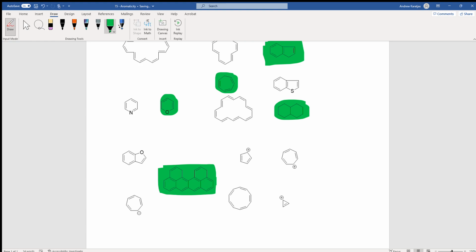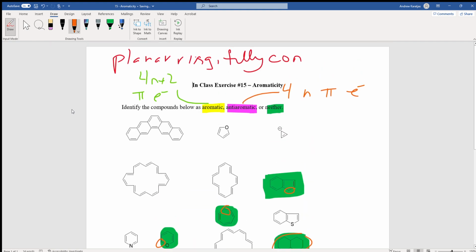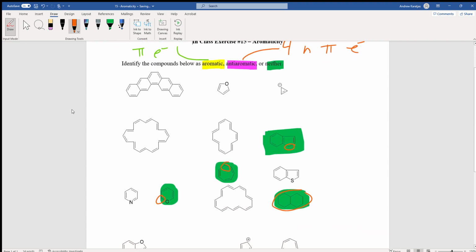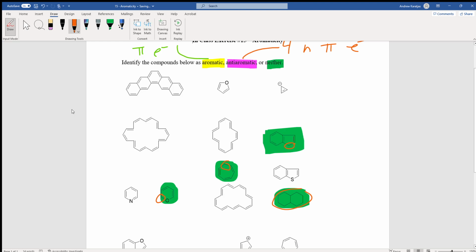So if you notice, each one of those compounds that I've highlighted has at least one carbon, well, in this case it's all of them, but has at least one carbon that's sp3, which means that the ring is not planar. And if it's not planar, it cannot be aromatic or anti-aromatic. The rest of these compounds are all fully conjugated and are planar. So it becomes a matter of then counting the number of pi electrons in each of these compounds.